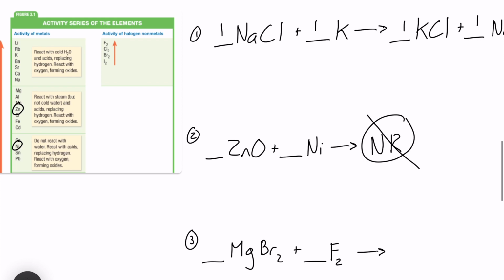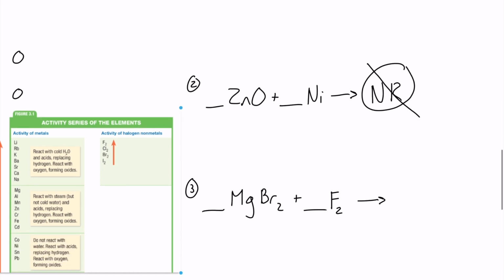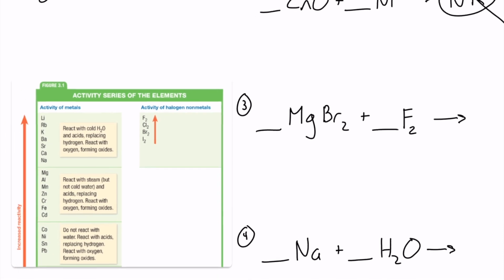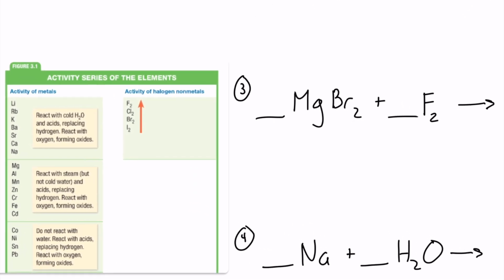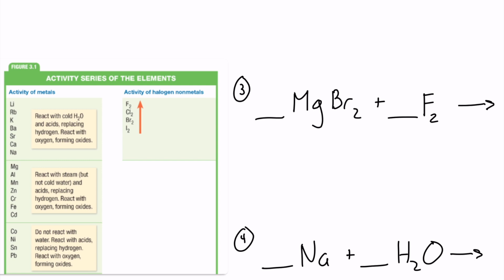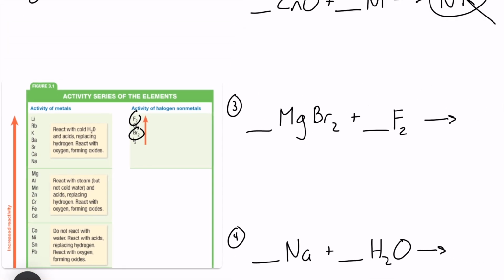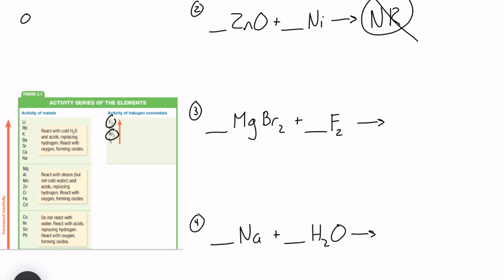So we have magnesium bromide and fluorine reacting. I'm just going to drag this activity series down a little bit so we can keep using it. So this time we don't have metals trying to kick one another out. We have non-metals. So here, let's see if we can find fluorine on our halogen activity series. So we have fluorine right there, and we have bromine all the way down here. So it looks like fluorine does have the ability to kick bromine out of this reaction.